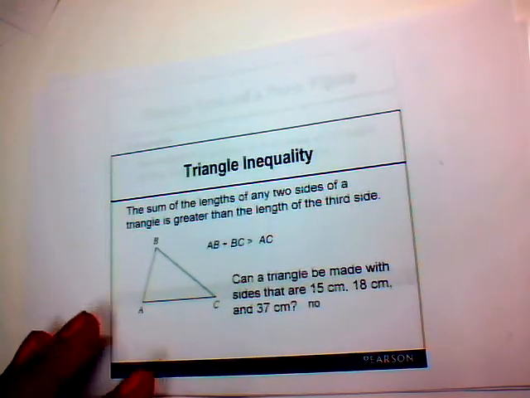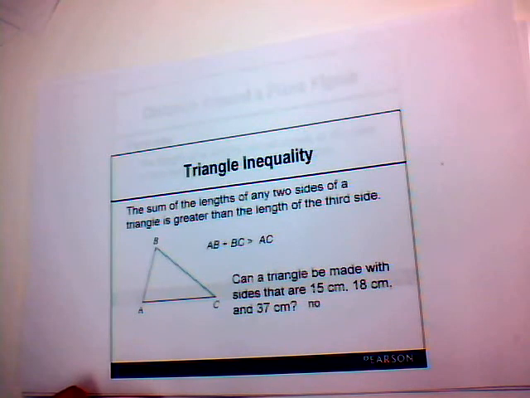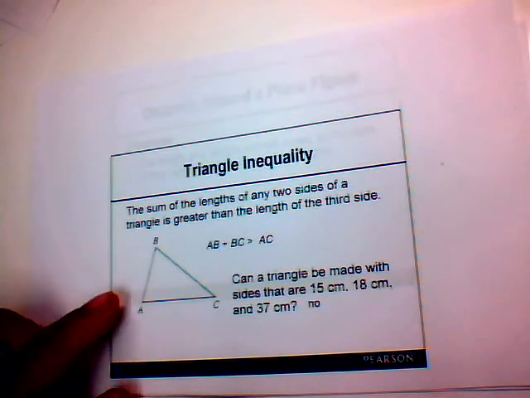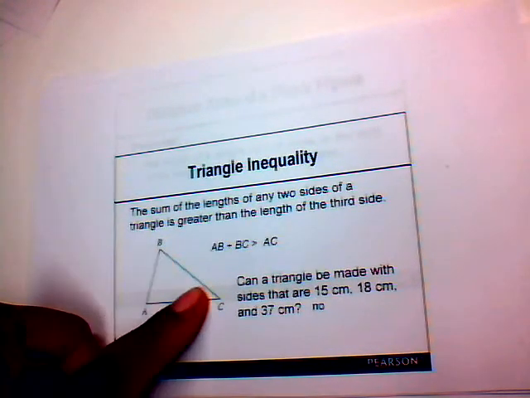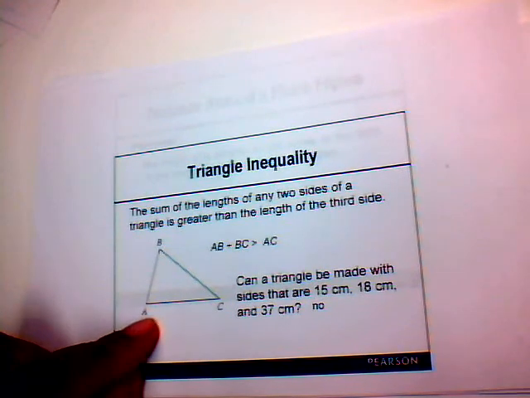All right, next we'll talk about the triangle inequality theorem. Now, in the triangle inequality theorem, you must be given a triangle, and you must be given 3 sides with lengths for that triangle. The sum of the lengths of any 2 sides of a triangle is greater than the length of the third side. In other words, side AB plus side BC must be greater than side AC.